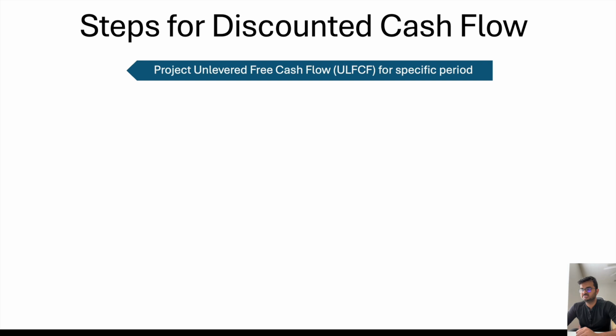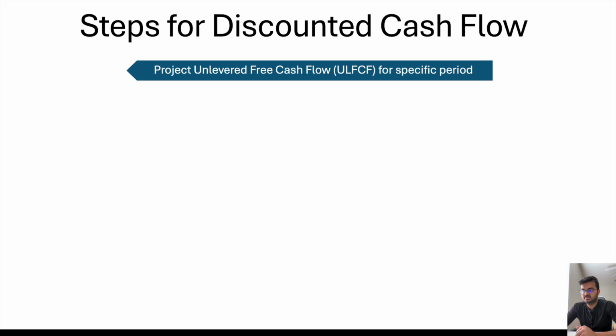The first one is calculating or projecting the free cash flow for a specific period. Two things here: for a specific period, because at the end of the day, we can't project the free cash flow throughout the lifetime of a company. So most of our models will take 5 years as a specific period, and they will calculate the free cash flow for the period of 5 years.